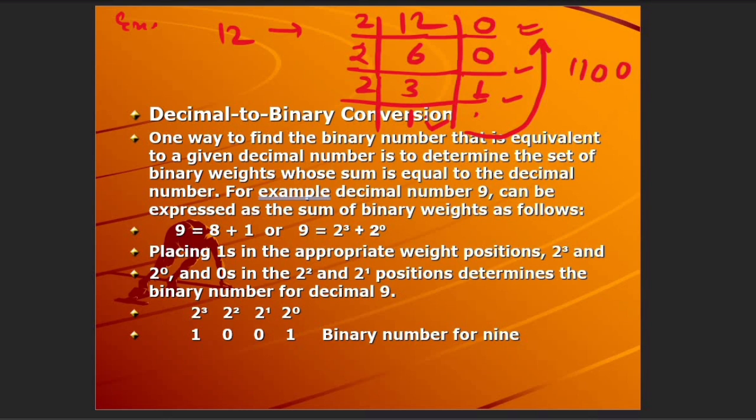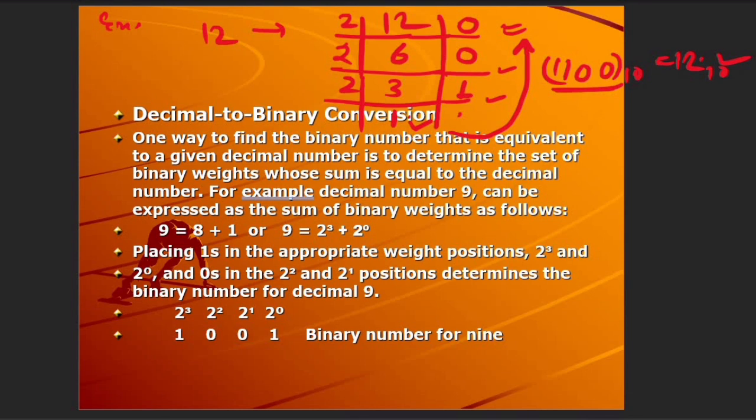So writing the remainders in this order will give us the binary number equivalent to 12 in decimal. So like this we can find the binary number from a decimal number. So this is decimal to binary conversion.